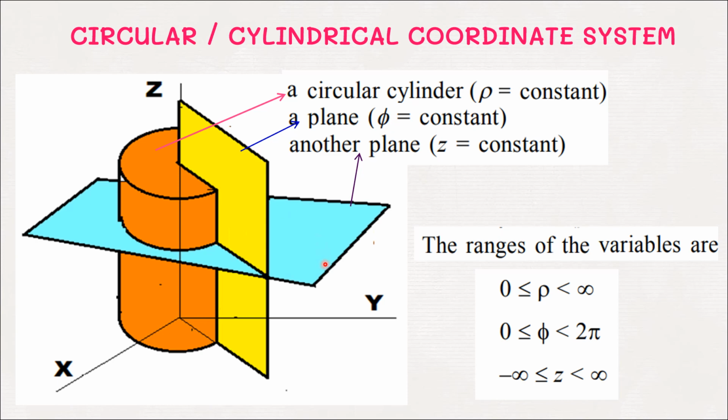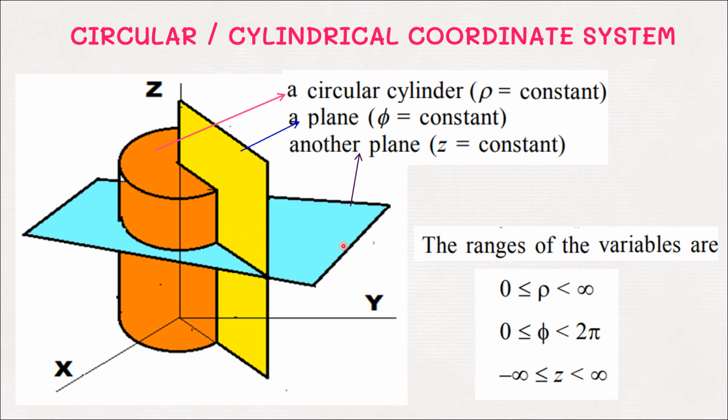Now, what are the coordinates? What are the coordinate variables? Coordinate variables are going to be rho, phi and z. What will be the range of the coordinate variables? Here what is rho? Rho is the radius of the cylinder, which means that it can vary from 0 to infinity. What is the next one? Phi. Phi is the angle which the vertical plane makes with the x-axis, which means that it can vary from 0 to 2 pi.